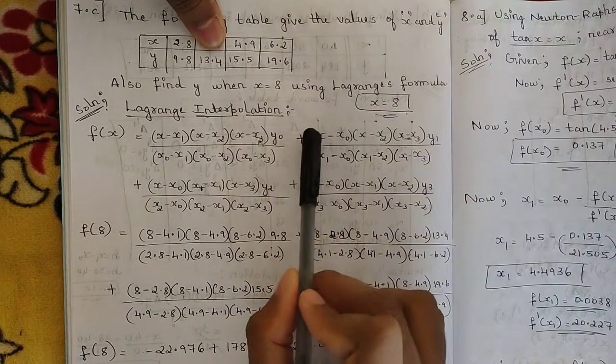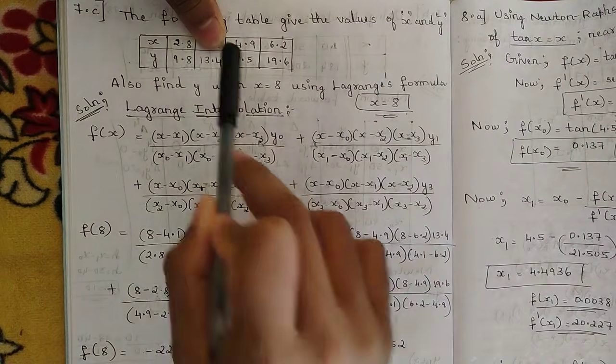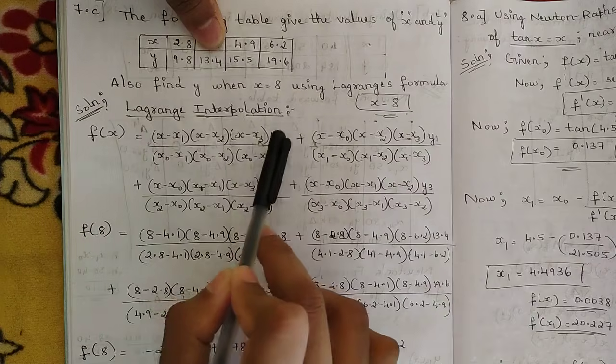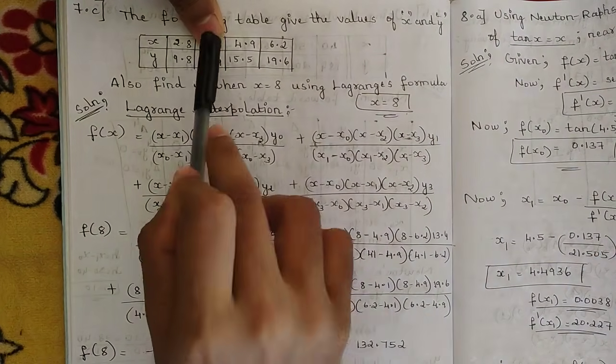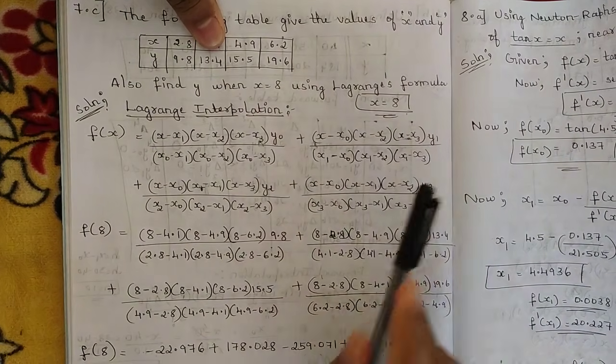In the numerator, subtract from x first, that is x minus x0. x1 is not considered, then x minus x2, x minus x3, into the second term, y1 here. Divided by the term we have not considered: x1 minus x0, x1 minus x2, x1 minus x3. Okay.